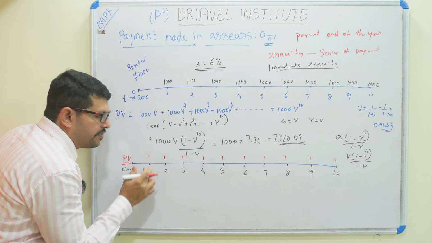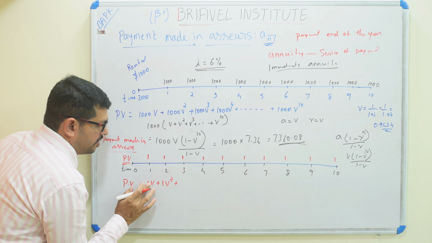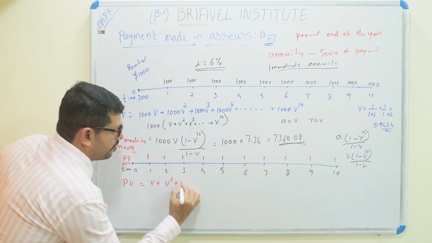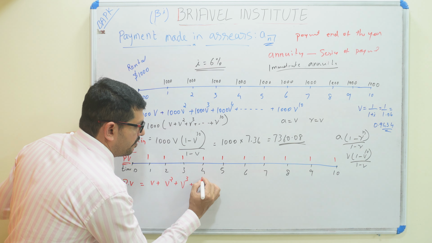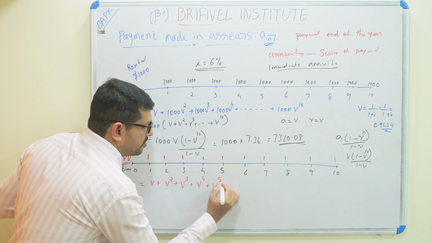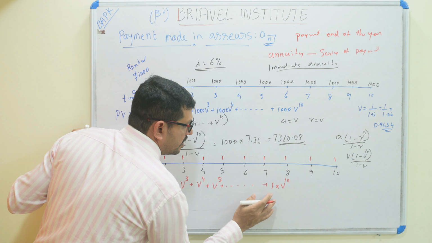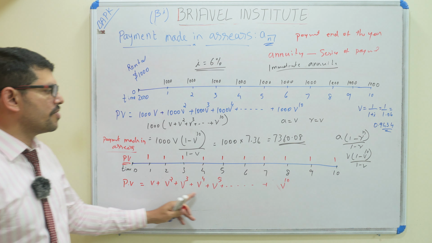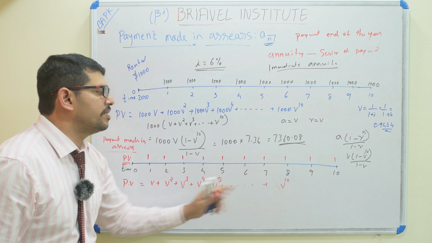So what is my present value? The present value is equal to 1 times v plus 1 times v squared plus 1 times v cubed, plus 1 multiplied with v raised to 4, plus 1 multiplied with v raised to 5, so up to 1 multiplied with v raised to 10. The 1 is multiplying, which will be the same value. So this is the equation. The same equation we received here also.